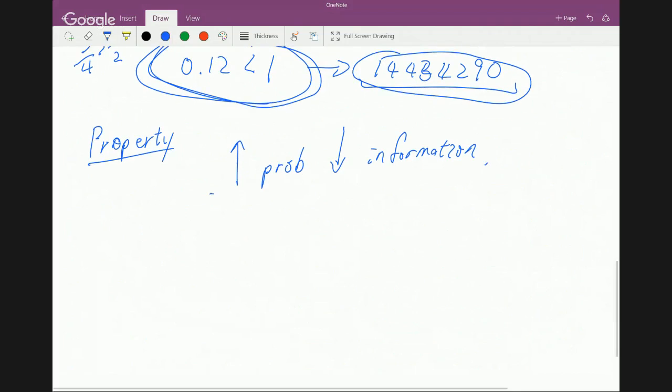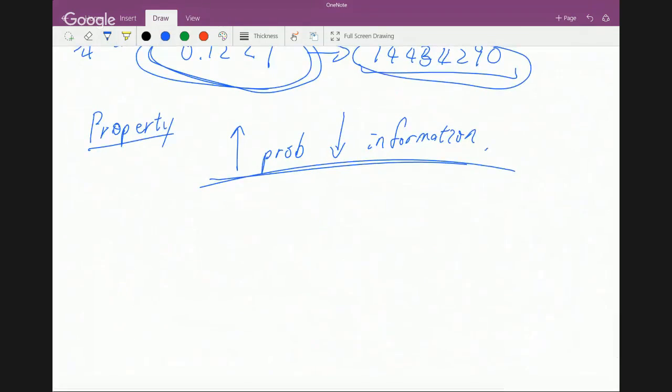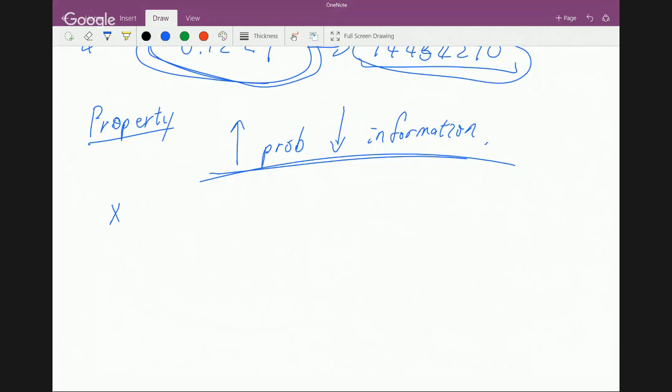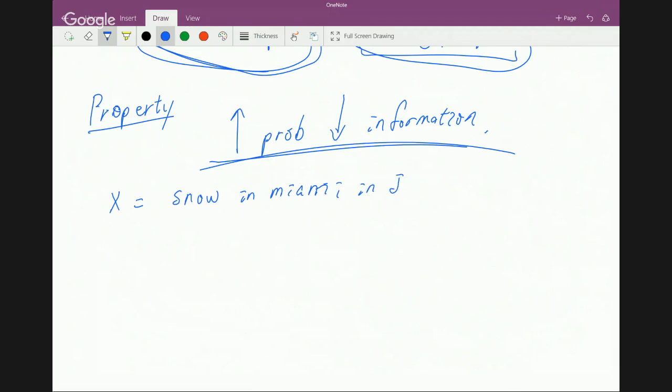And this makes a lot of sense. Think about if I had told you, let's say the event, okay? The event could either be snow in Miami in July, versus no snow in Miami in July.